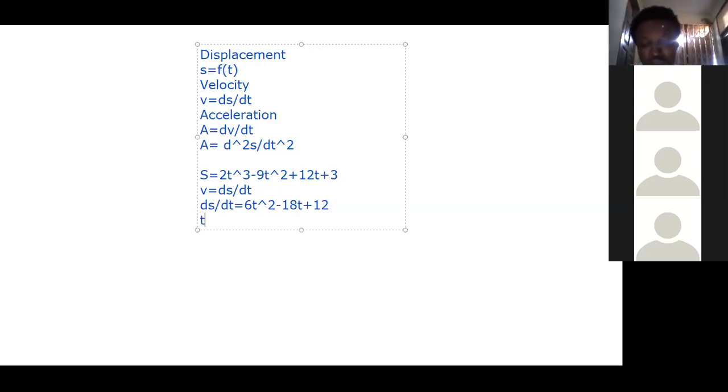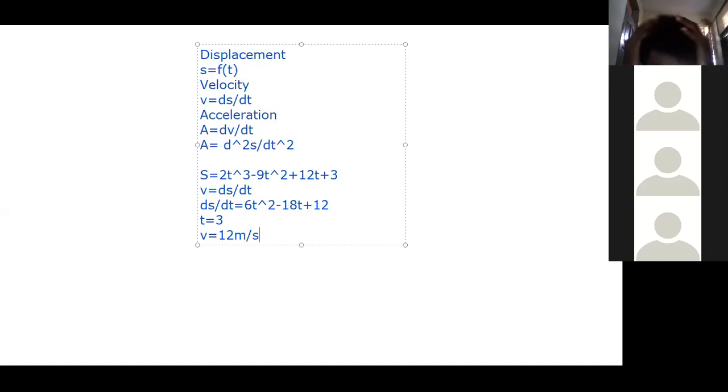Now they said we should find the velocity after 3 seconds. So if t is equal to 3 seconds, what is the velocity? We substitute t is equal to 3 into the velocity equation. What are you getting, please? 12. So the velocity after 3 seconds is 12 meters per second. Do you agree?